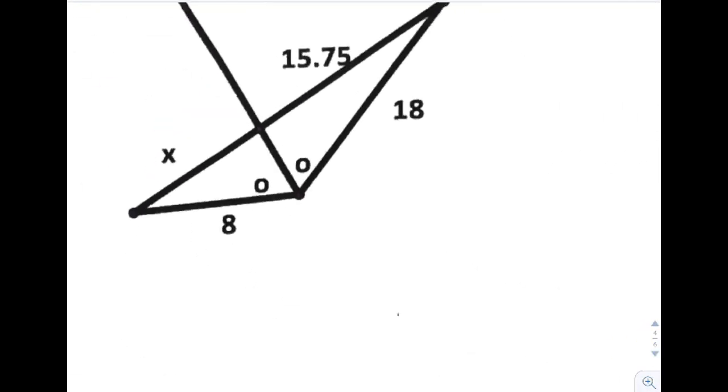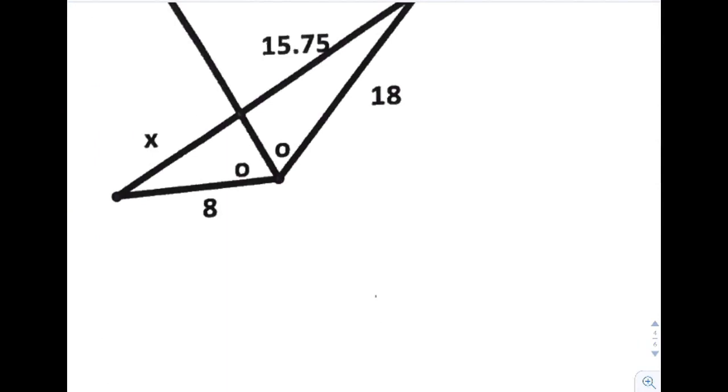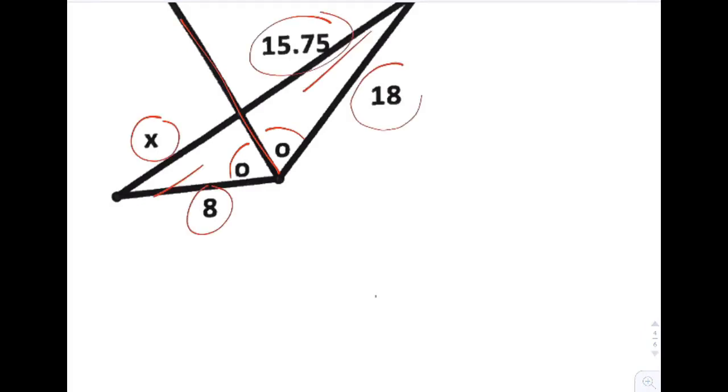On the next problem, it's set up the same way, the angle bisector theorem. Because those two angles are the same, meaning that was a bisector, you can just go x over 8 and 15.75 over 18. Then you would cross multiply and solve.